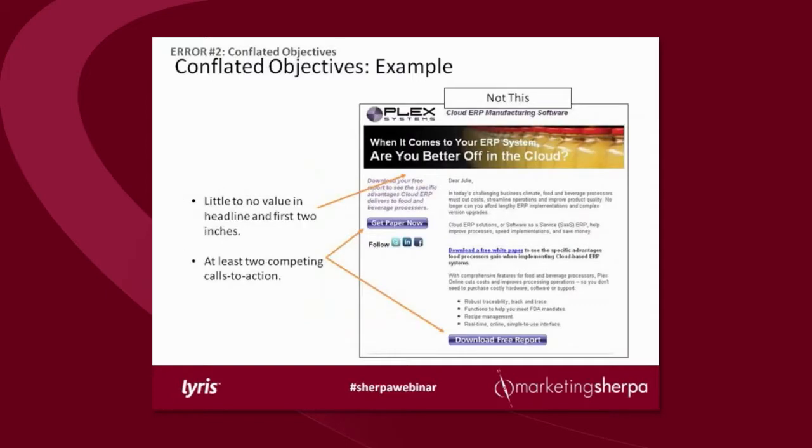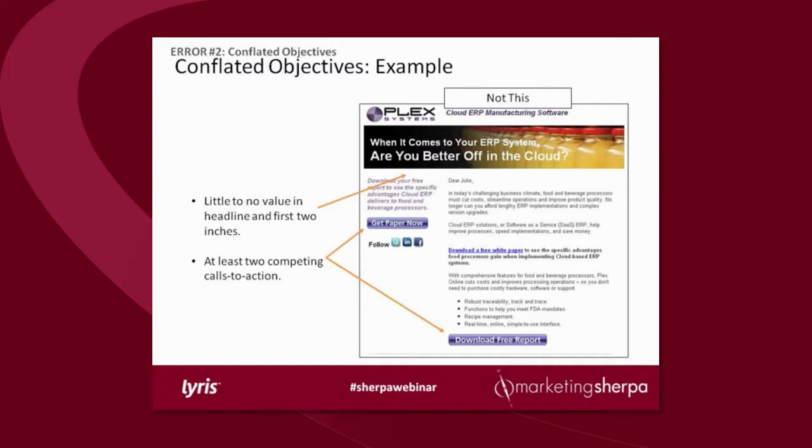Now let's take a look at another example. Here in this email, little to no value in the headline in the first 2 inches. When it comes to your ERP system, are you better off in the cloud? What does that mean? And dear Julie, in today's challenging business climate, so again, get to the point. Help me understand why I should even bother to keep this email open or to not delete it.